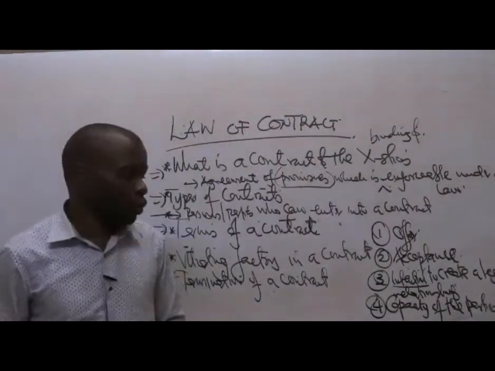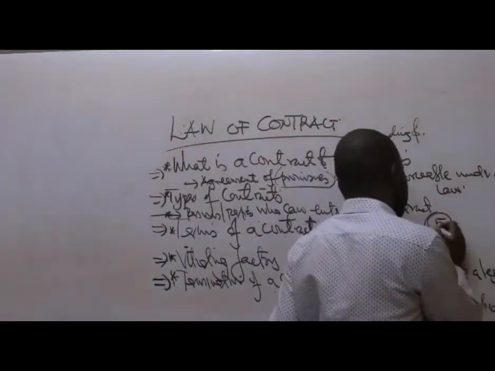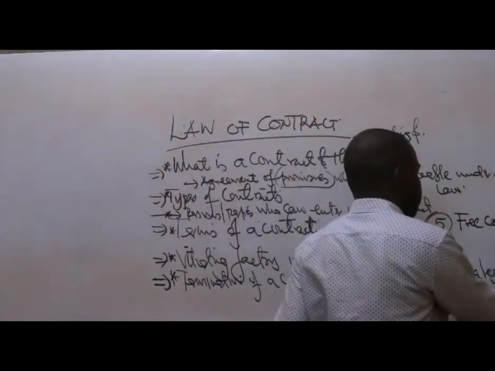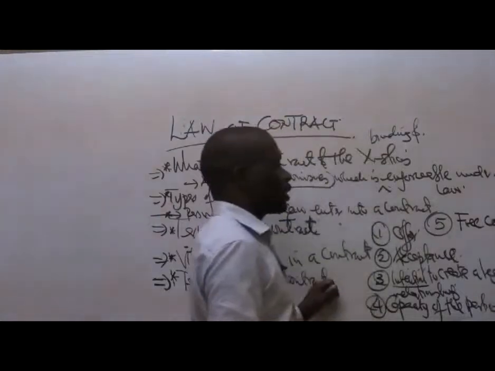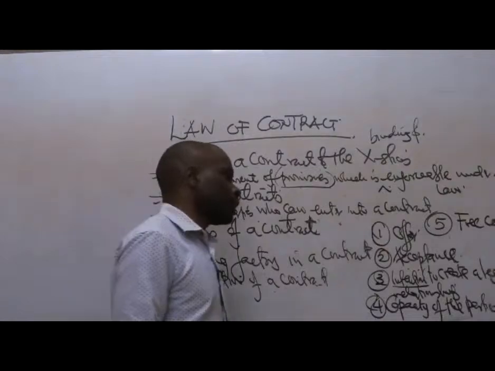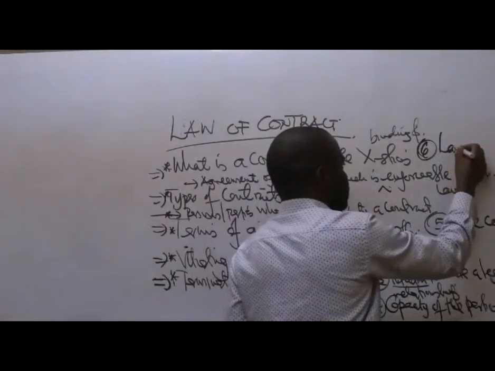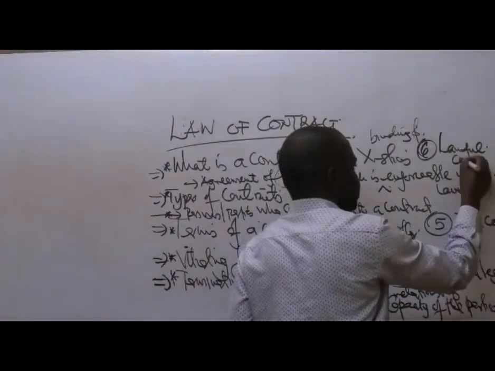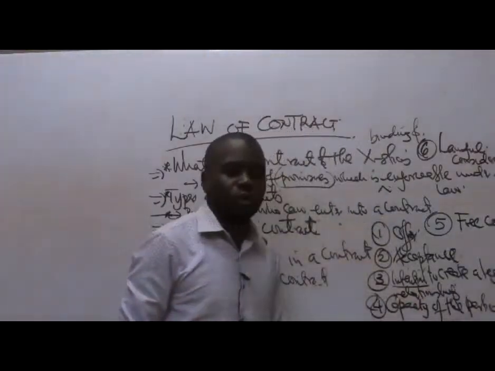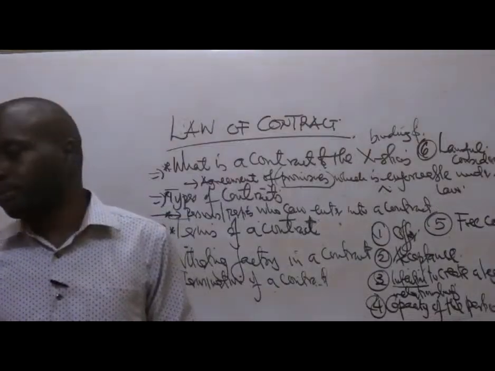Then there should be what we call free consent, not out of coercion or being forced to enter into an agreement. There should be free consent. Then there should be what we call a lawful consideration, or simply we can just say consideration should be there. So these are the key essential elements or characteristics that should be present in an agreement for it to be concluded as actually being a contract.